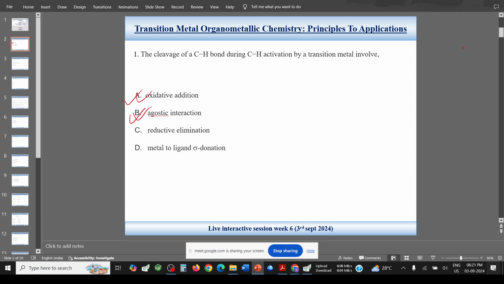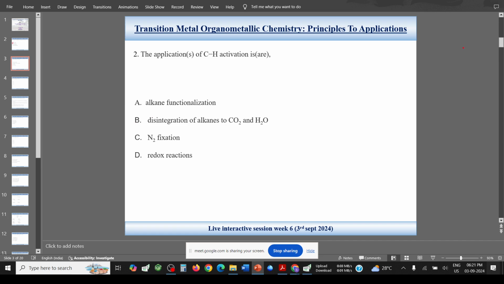So oxidative addition as well as the agostic interaction is required to activate the CH bond, and after activation it breaks the bond to undergo the oxidative addition to the metal center. So both processes are involved during the CH activation reaction. Is this clear? Yes, sir.